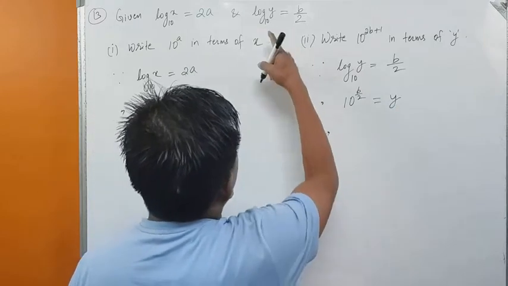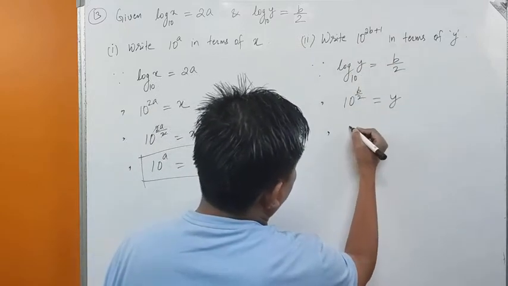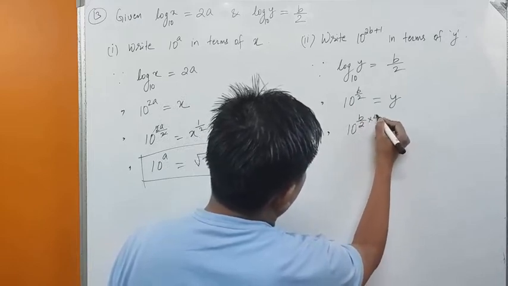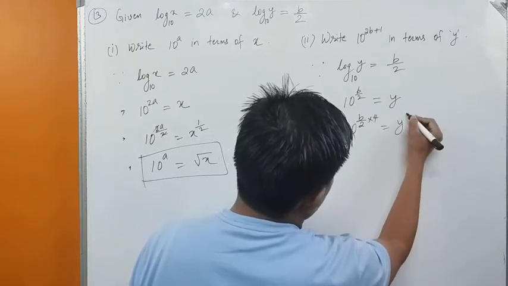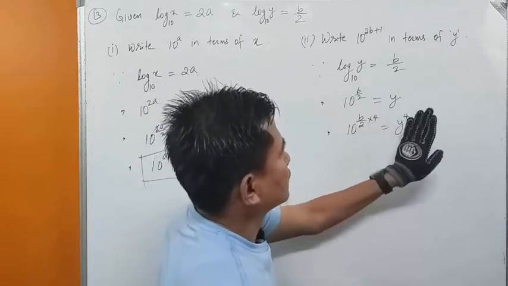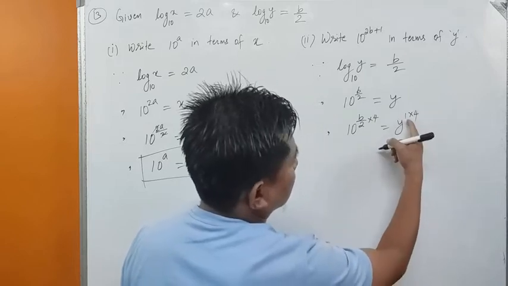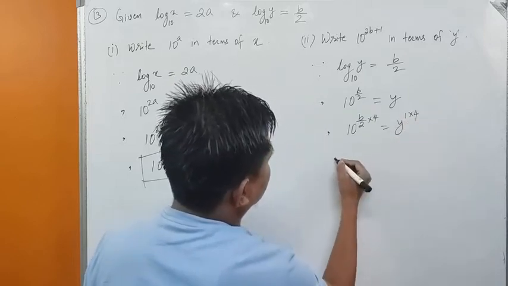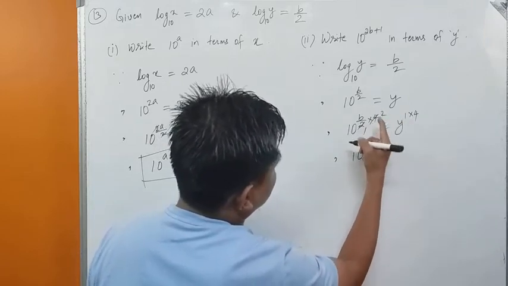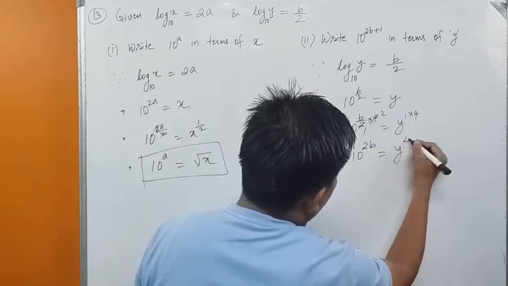Now we need 2b plus 1, isn't it? So let us multiply the power by 4, okay? First 10 to the power b upon 2 into 4 equals y to the power 1 into 4. 1 into 4 is 4. Okay, the power of y is not given, which means 1. 1 into 4 is 4, isn't it? Or 2 ones are 2, 2 twos are 4. We have 10 to the power 2b. 2 into b is 2b equals y to the power 1 into 4, which is 4.